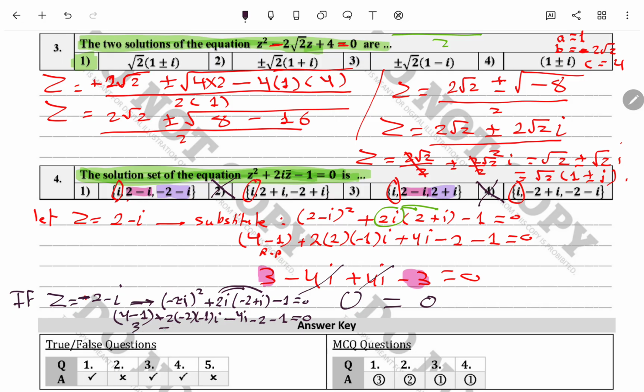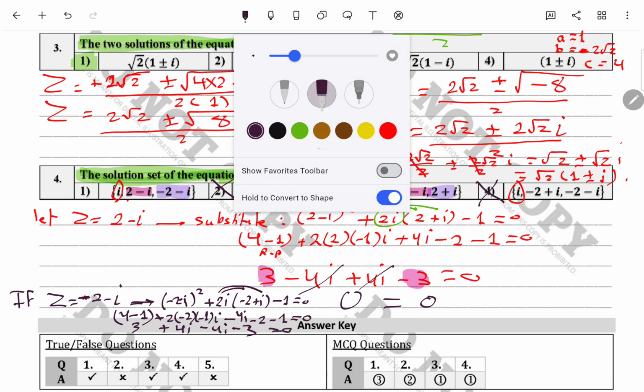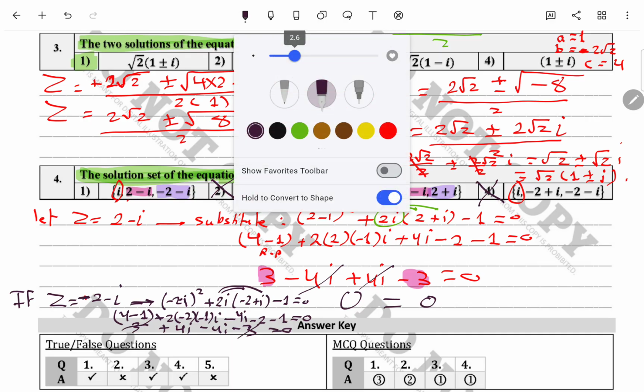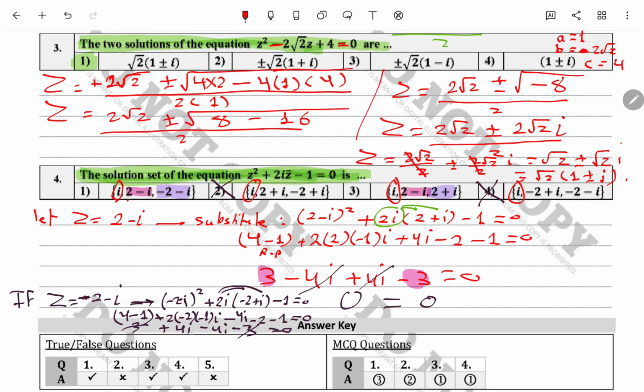3 minus, by minus will give you positive 4i, minus 4i, minus 3. You can cancel them easily and see that 3 here and there will be cancelled, and positive 4i and negative 4i will be cancelled, so you have 0 here equals 0 there. So this is the solution. So I can choose easily the first one, not the third one.